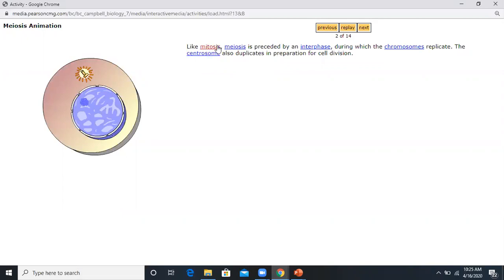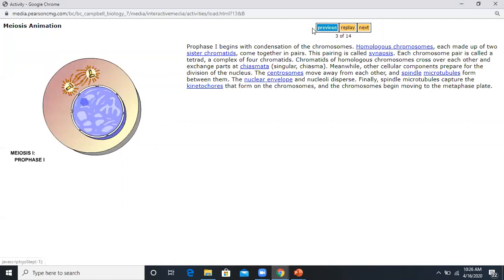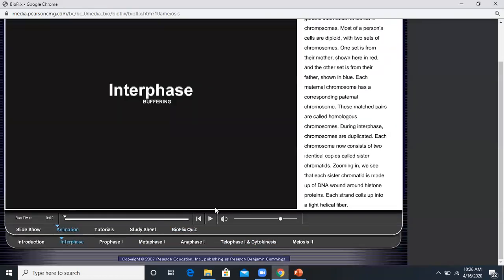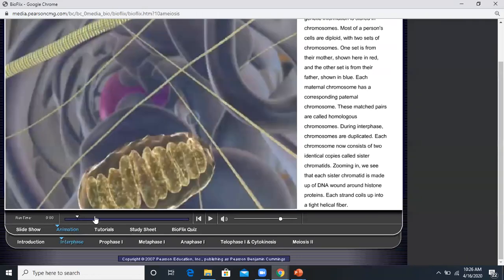We'll take it slow. Like mitosis, meiosis is preceded by interphase, during which the chromosomes replicate. Your centrosomes are duplicating. These are your microtubules, which are going to provide the tracks for the chromosomes to ride on. That's important for you guys to understand here. I don't want to show you prophase quite yet, but let's go to this one in interphase. I'm just going to jump ahead real quick because they show you some interesting facts here.